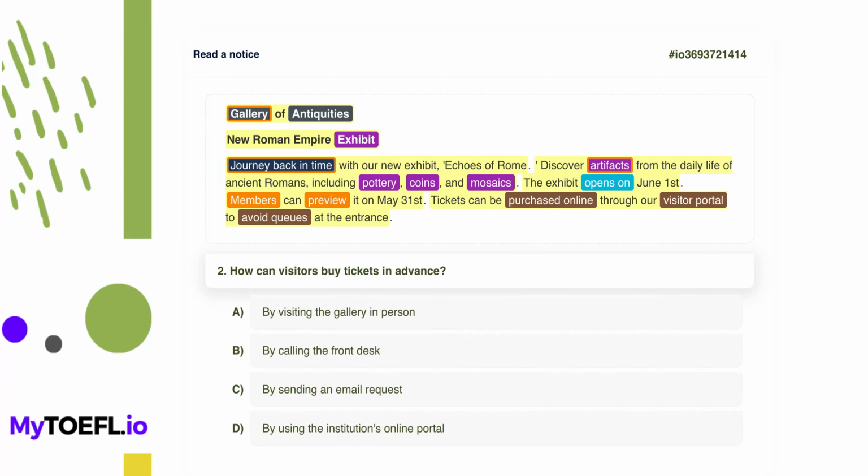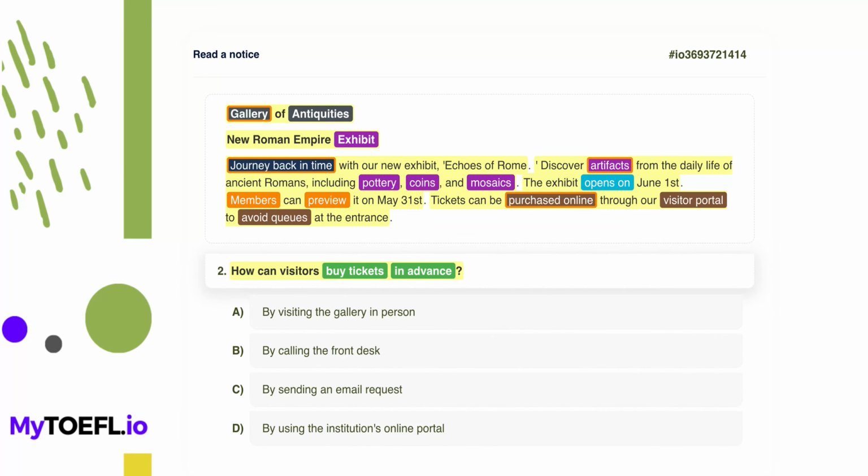Now let's move on to the second question. How can visitors buy tickets in advance? This question asks for the method of purchasing tickets before arriving. The key phrases are buy tickets and in advance. We need to find the specific instruction in the notice about ticket sales. The text explicitly mentions that tickets can be purchased online to avoid queues.